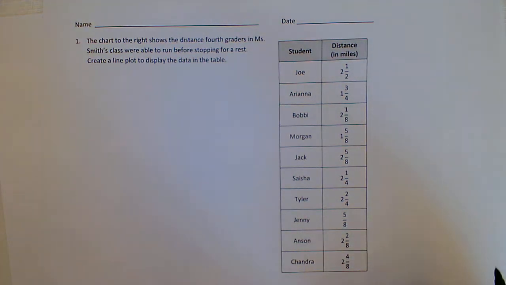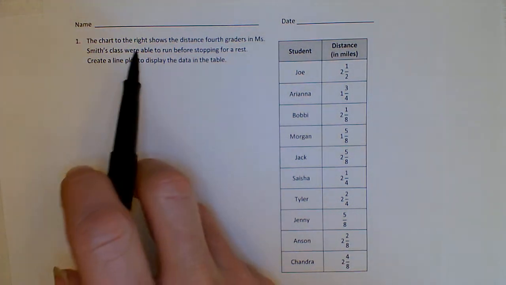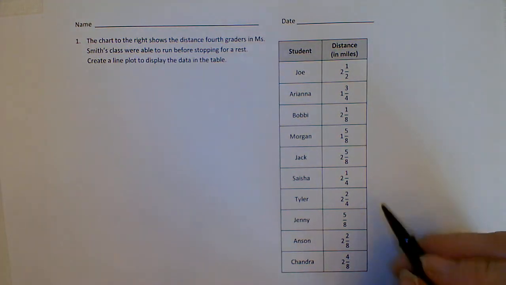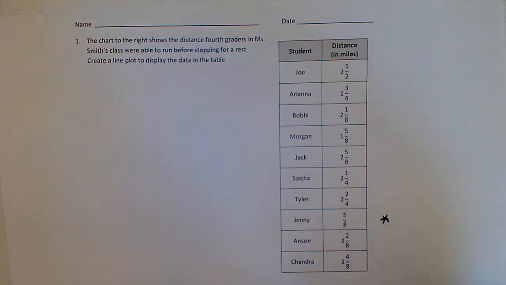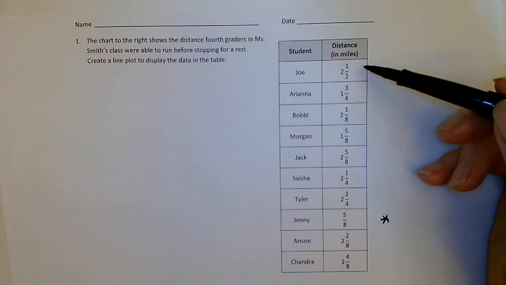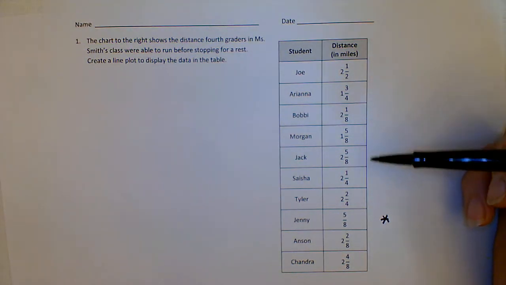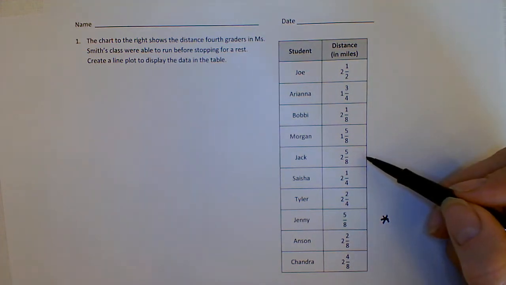For Jenny, the distance fourth graders in Miss Smith's class were able to run before stopping for a rest, Jenny only got to 5/8, which is just over a half a mile. So now I need to find my largest number here. So the endpoints are going to be the smallest and the largest. So I have 2.5, that's pretty big. 1 3/4 is smaller, 1 1/8 is smaller. 2 5/8 is going to be larger.